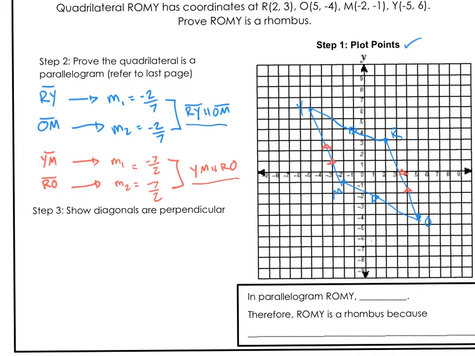Now the next step is to establish that it's a rhombus, right? That's what we're trying to do here. We're trying to show that this is a rhombus. So there's different ways to do this, but the way we're going to do it now is we're going to show one property of a rhombus, which is diagonals are perpendicular. Now you could show other ones, but we're just doing that. So we want to show that RM is perpendicular to YO. All right, and if you look at that, it does look perpendicular.